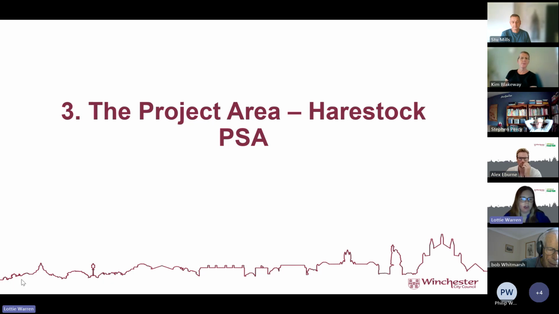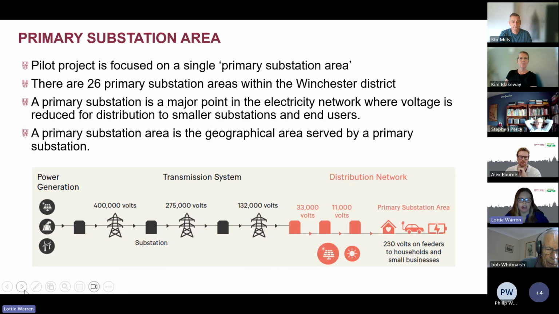Thanks, Alex. Yeah, so I just want to show you what we mean when we talk about the primary substation area. So I'll go to the next slide. When we're talking about a primary substation area, we're talking about an area that's a major point in the electricity network where the voltage is reduced for distribution to smaller substations and end users. And we think of this primary substation area as the point where the energy system becomes more local. And this pilot project, as we've mentioned, is going to be focused on one primary substation area. And there are actually 26 within the Winchester District.